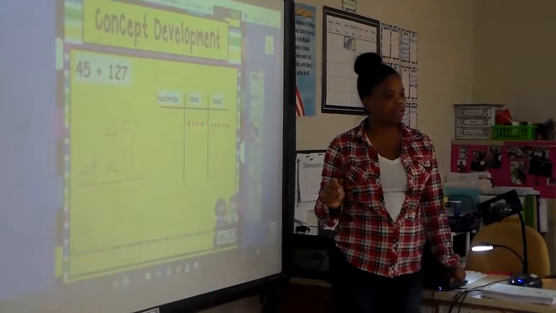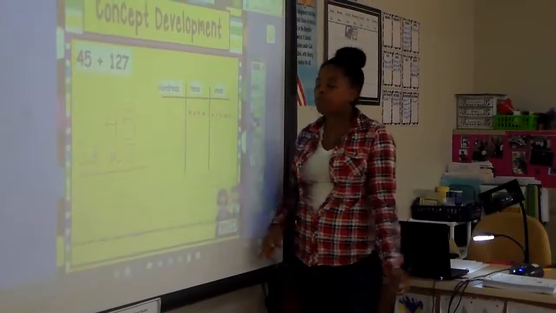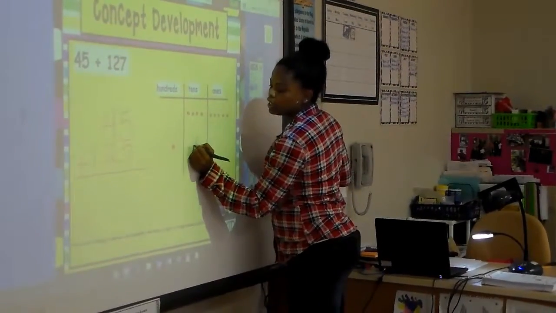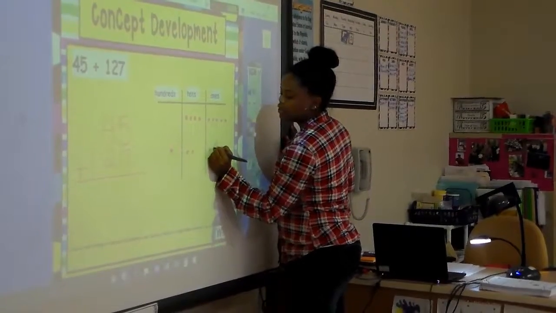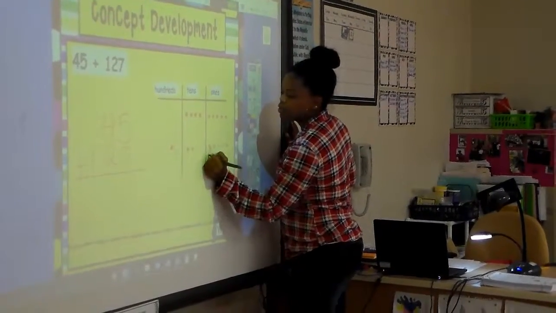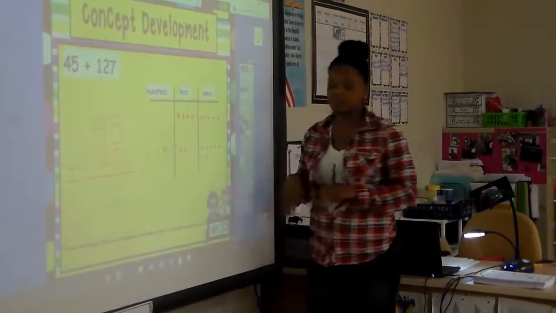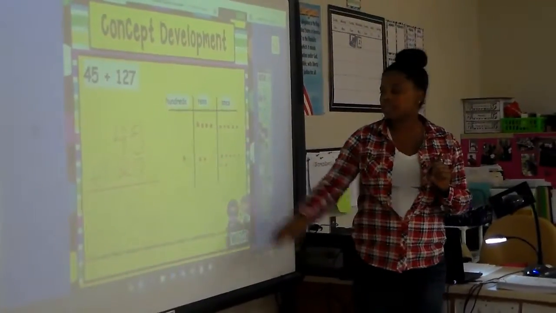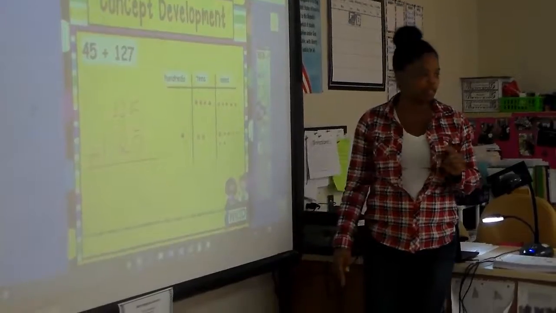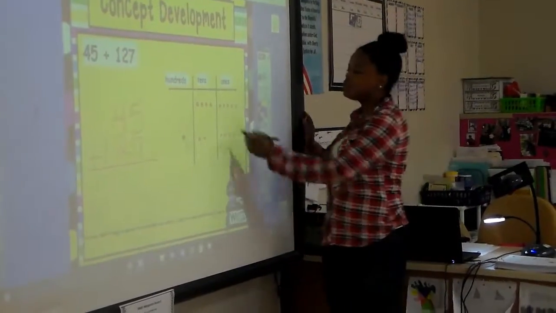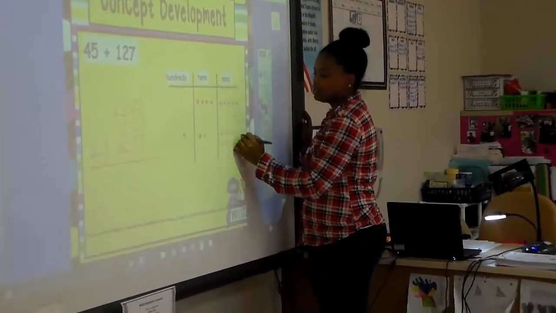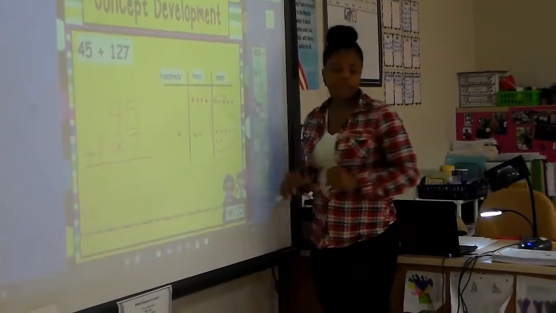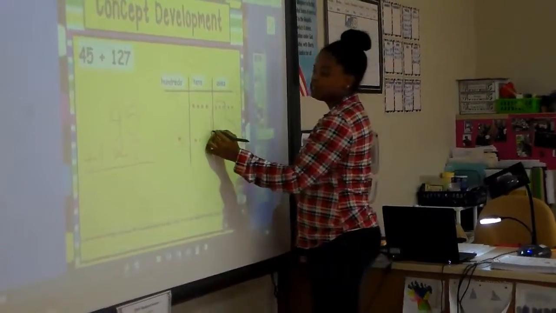Simple enough, right? Yes. Okay, so now I have to draw 127. 100, 2 tens, and 7 ones. Very simple. So now I'm going to add up my ones. 5 ones plus 7 ones gives me 12 ones. That's 1 ten and 2 ones. So you have to leave 2 ones out. You get your circle around the 10.